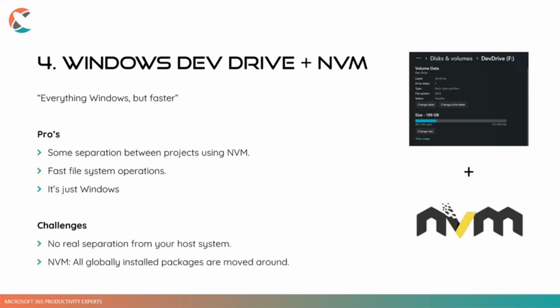So the challenge is, I think, there's no real separation still. NVM is very powerful, but it also comes with a couple of challenges. For example, if you switch your node version, it will also switch all the globally installed dependencies with it. So for me, that is annoying, because I may need to switch back to another node version, and I'm forgetting that I had a different version, for example, of the CLI for Microsoft 365 installed there. It can get confusing. There are ways to get around that, but it's something to keep in mind.